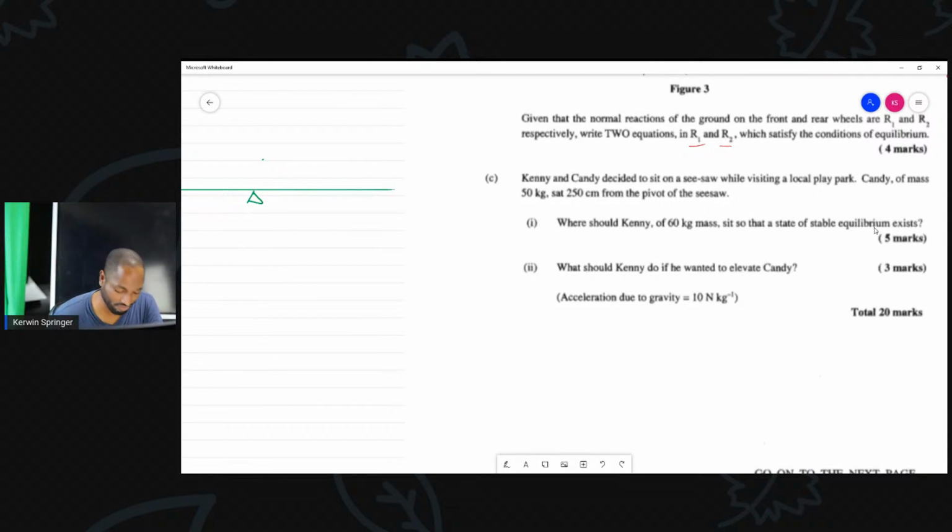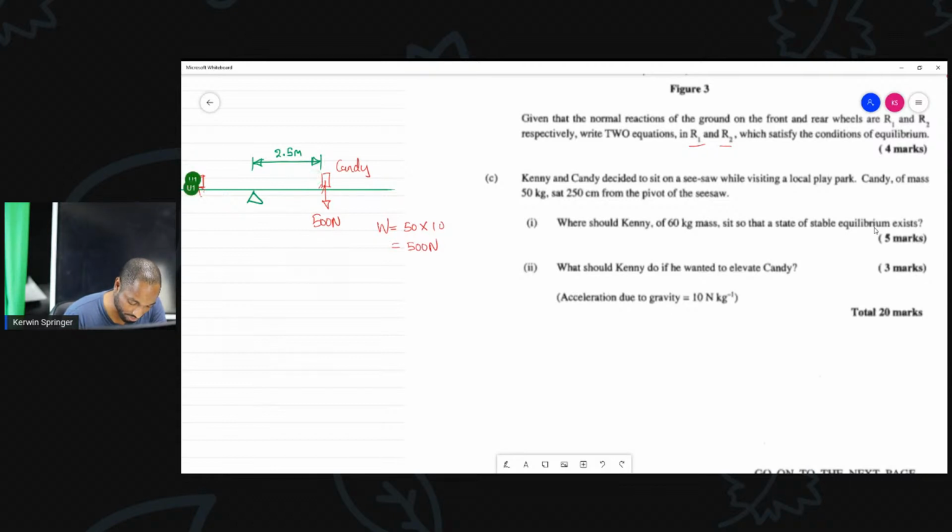So Candy of mass 50, let's put Candy on this side, and she has 50 kilograms. I don't want to put 50 kilograms like that, because that demonstrates the wrong kind of force. So Candy's weight is equal to 50 times 10, as we're using 10 for gravity. So this is 500 newtons. Candy has 500 newtons acting down. And her distance is 2.5 meters, or 250 centimeters. We want to put Kenny, who is a little heavier. Kenny is 60. So if he's a little heavier, it's obvious that he would need to sit a little closer.